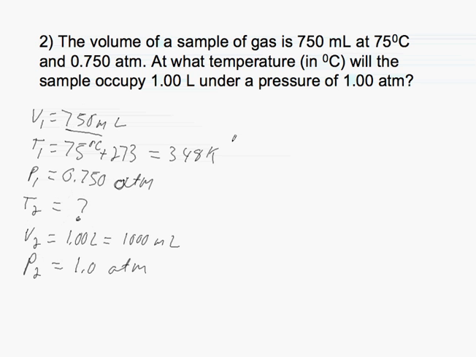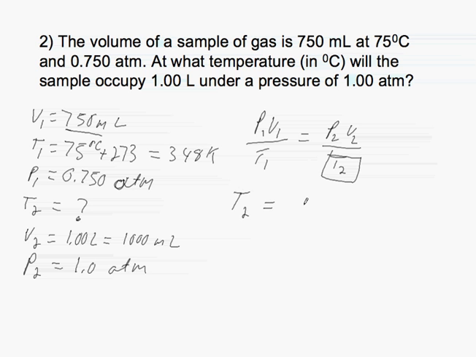So we have our equation: P1 V1 over T1 is equal to P2 V2 over T2. We want to solve this equation for T2. When we do that, we will have T2 is equal to P2 times V2 times T1 divided by P1 times V1. Once we've done that, we simply substitute the information back into the equation.